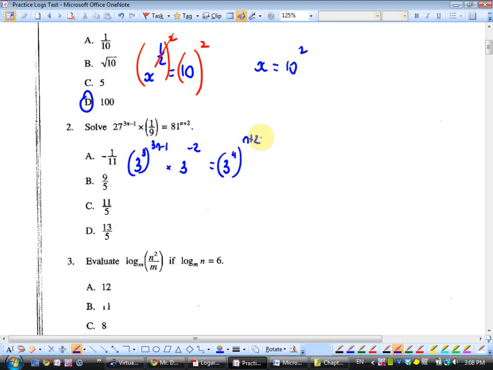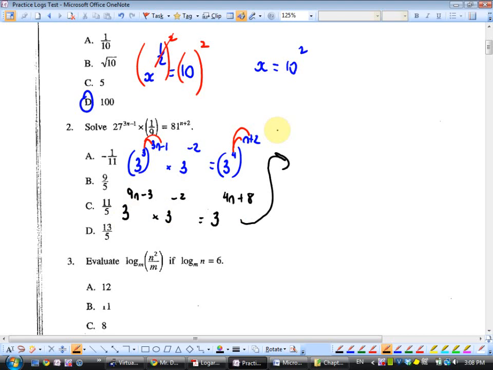I think now I would power to a power here and here. I'll get 3 to the 9n minus 3 times 3 to the negative 2 equals 3 to the 4n plus 8. I don't like that left-hand side very much, though. It's got two terms. But what's happening right there? Timesing. When your bases were the same, now you got to remember our math 9, what did we do with exponents when our bases were the same?